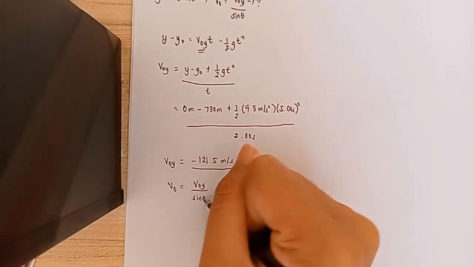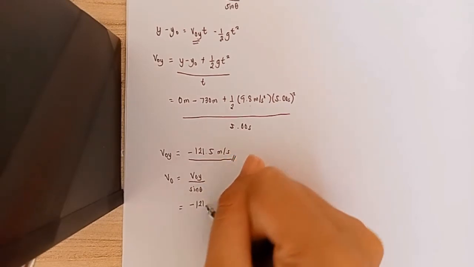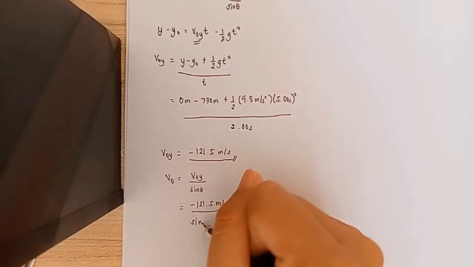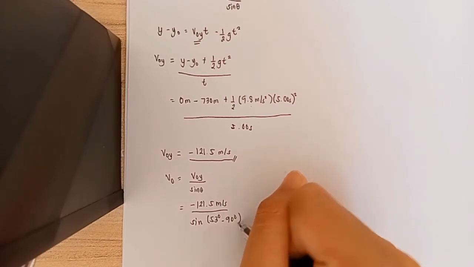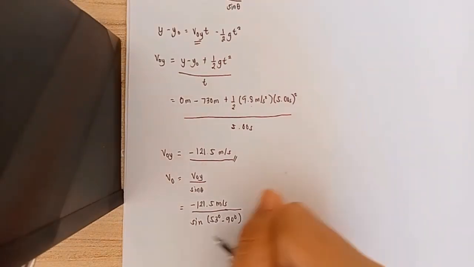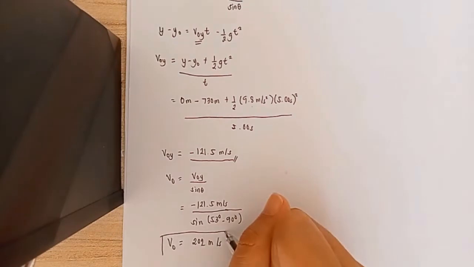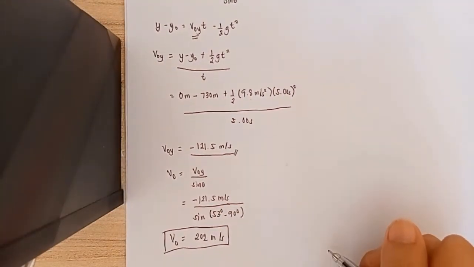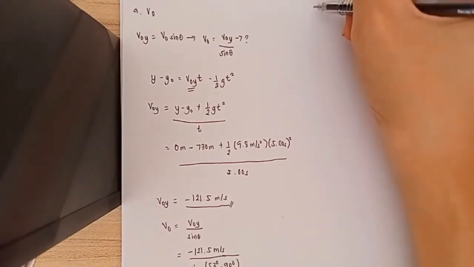So v sub 0 is equal to v sub 0y divided by sine theta. That will be negative 121.5 meters per second over sine. Our theta would be 53 minus 90 degrees. That will yield negative 37. So negative 121.5 meters per second divided by sine of negative 37 will be 202 meters per second. That will be the speed of the plane.